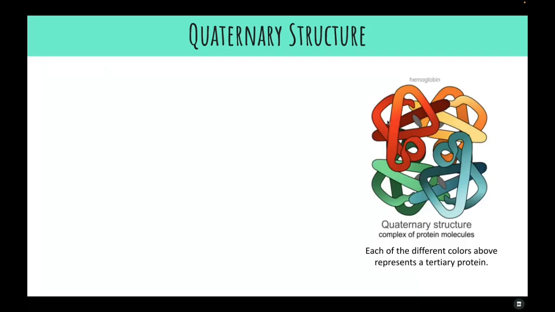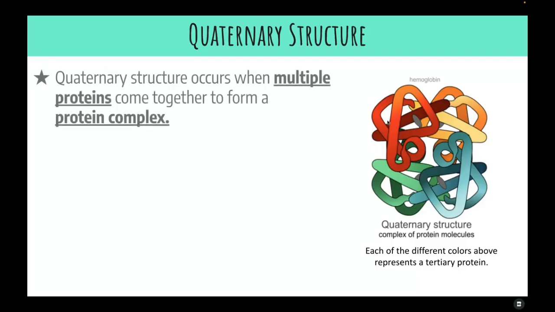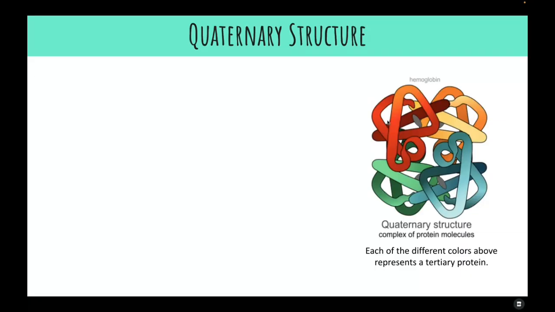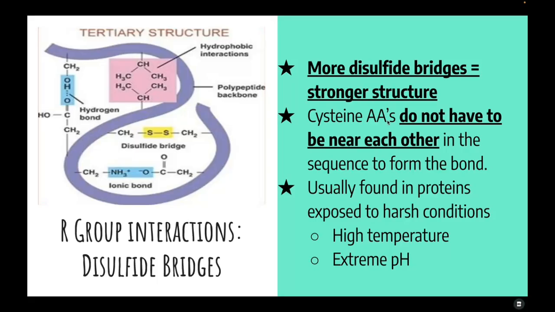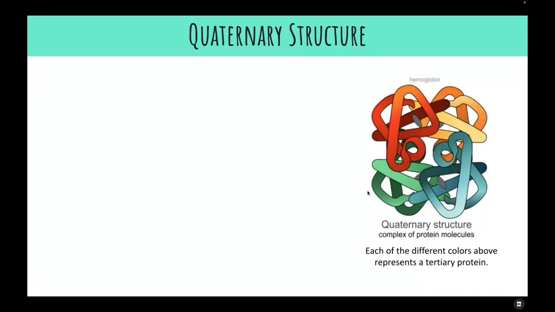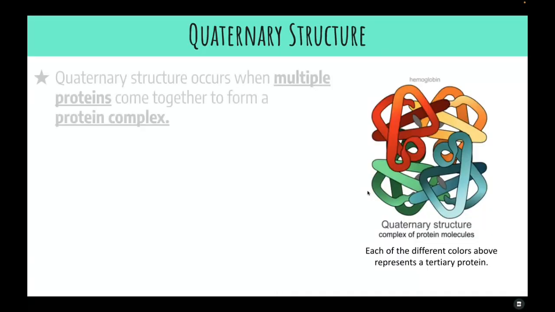All right, so let's sum this up. Notice how hydrogen bonds and ionic interactions are sensitive to pH and temperature, but for disulfide bridges, the more there are, the stronger they are, so the more stable that protein is going to be. All right, and so then we can move on to quaternary structure.